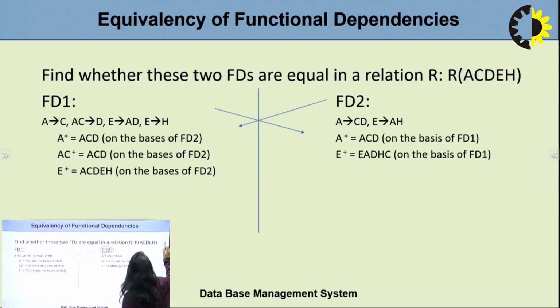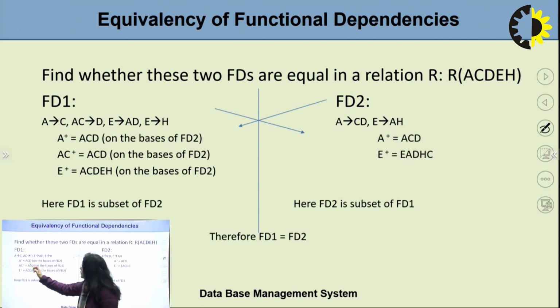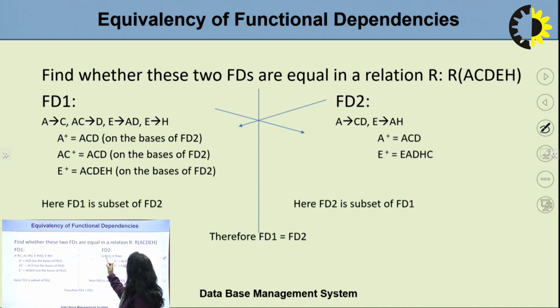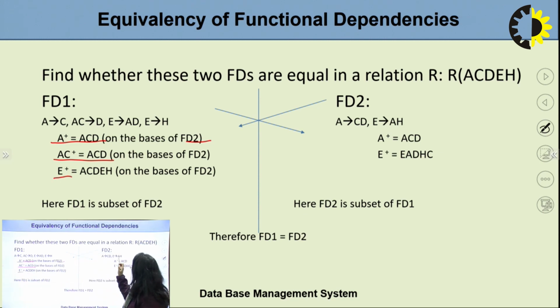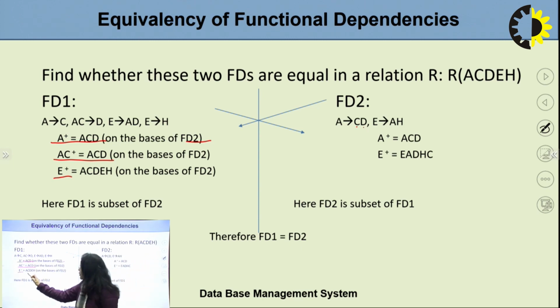So here, A plus: if we have A, we can find out CD. It means the closure is this, on the basis of this functional dependency. Closure of AC, what will we find? ACD, on the basis of functional dependency two. Closure of E on the basis of this: if we have E, we will find AH. If we have A, we will be able to find C and D. So this is what we have in our hand.